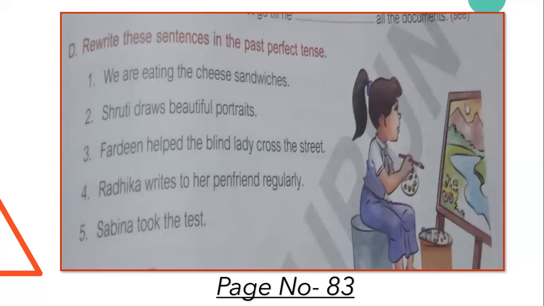Students, over here, I want you to rewrite these sentences in your notebooks using the past perfect tense. You all know the drill. Stop, pause, complete, and then check.